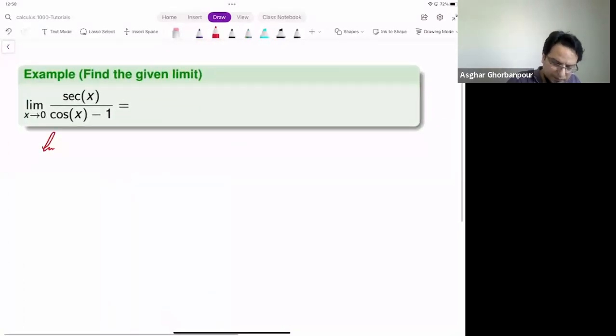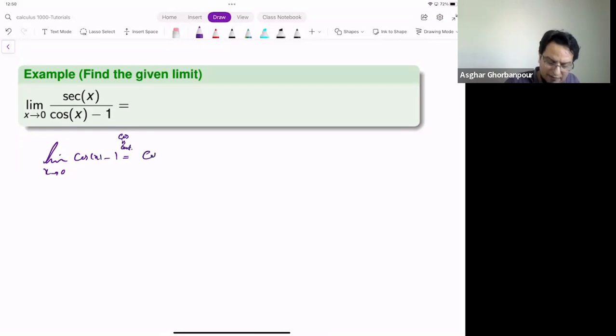Okay, so remember that when we have a quotient, we right away go ahead and try to see if we are allowed to use the quotient law. It means that we have to first check the limit of the denominator. Cosine is continuous. It means that the limit and the value of the function are the same. That's limit law. That means that cosine of 0 is 1, 1 minus 1 is 0. Okay, we are in trouble, we cannot use the quotient law.